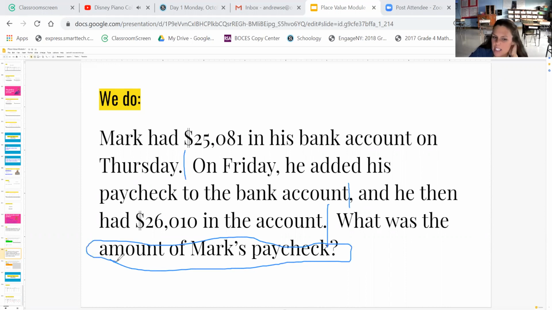So we're trying to find that paycheck, that missing amount. We don't know. We know what he started with and we know what he ended with. We don't know what he put in. So what I want you to do is to take a minute and on your whiteboard, I'd like you to draw your tape diagram. Show Thursday's bank account, show Friday's, and then what are we trying to solve for? So go ahead and pause your video.